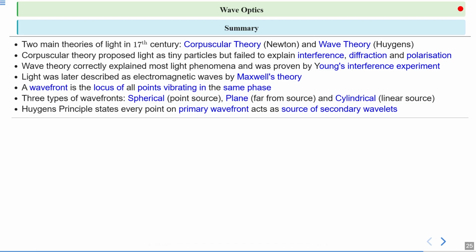Okay, so Huygens principle states that every point on a primary wavefront acts as a source of secondary wavelets. This principle is crucial for understanding how waves spread and interact. It helps explain phenomena like diffraction, where waves bend around obstacles.